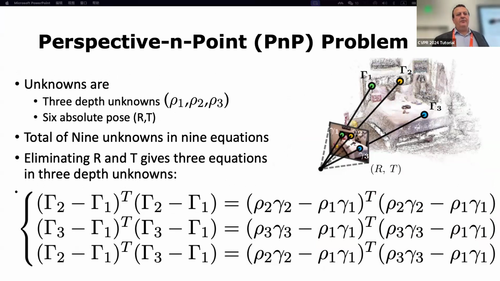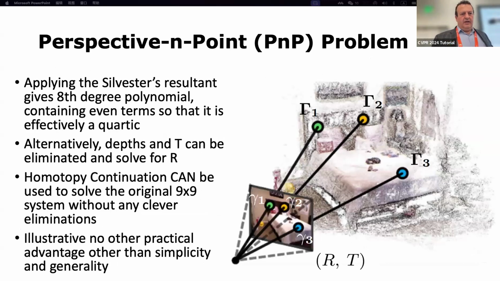Now that's better. So people try to always reduce the system to something that's more manageable. But hey, now I've got higher powers, higher degree. Okay, so you reduce it, you eliminate 2 of the depths, you end up with an 8 degree, which is really 8 degree with even terms, so that's like a quartic. And alternatively, you can eliminate depths and T, and you solve for R. So basically now it can be used.